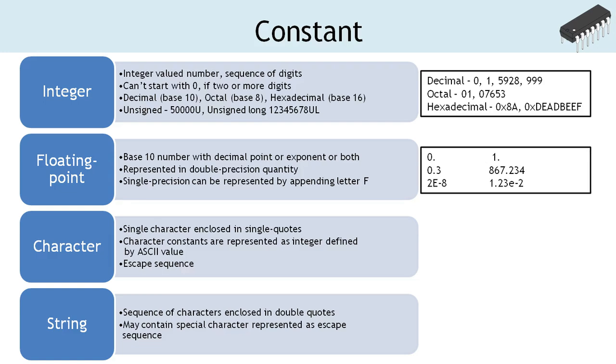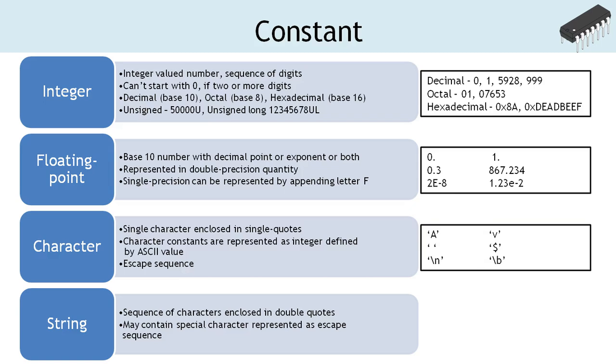A floating point constant contains either a decimal point or an exponent or both, and is always represented in the decimal number system. The floating point constant is usually represented as a double precision quantity in C. A single precision floating point constant is specified by appending the letter F to the end of the constant.